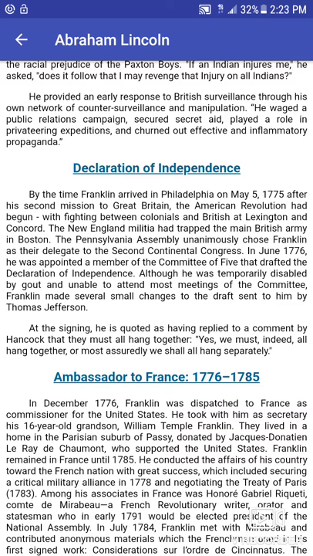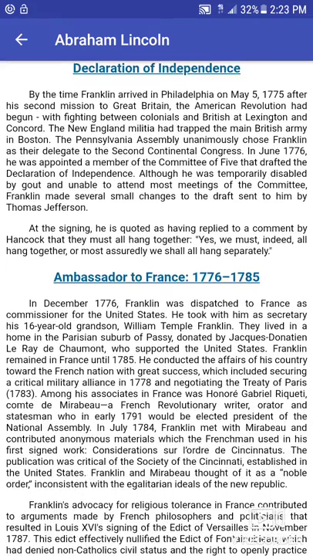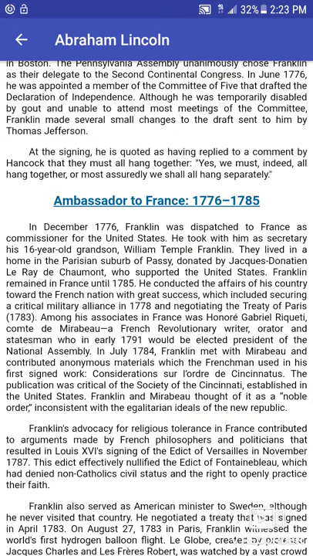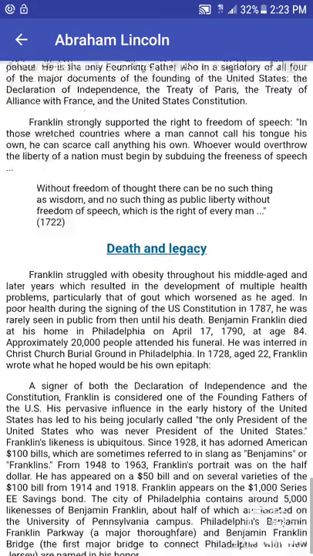In June 1776, he was appointed a member of the Committee of Five that drafted the Declaration of Independence. Although he was temporarily disabled by gout and unable to attend most meetings of the committee, Franklin made several small changes to the draft sent to him by Thomas Jefferson. At the signing, he is quoted as having replied to the comment by Hancock that they must all hang together: Yes, we must indeed all hang together, or most assuredly we shall all hang separately. Death and Legacy.